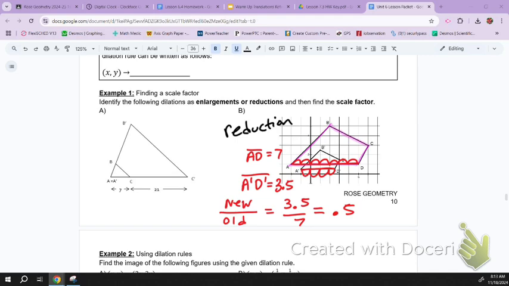0.5. Because our scale factor is less than 1. It's getting smaller. Common mistake is to flip these. Okay, and you would get 2. But that can't be true because our scale factor has to be less than 1. How do we feel about identifying a scale factor? If you're ready, flip the page. We got a couple more examples and then we'll work on some homework.